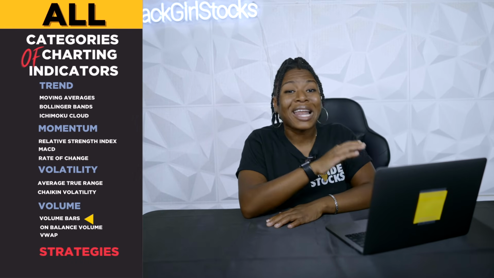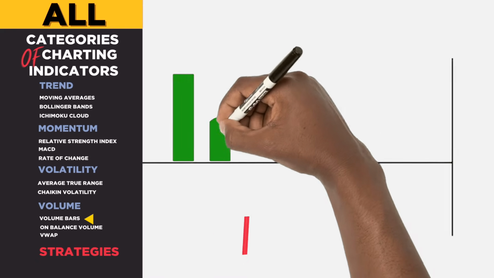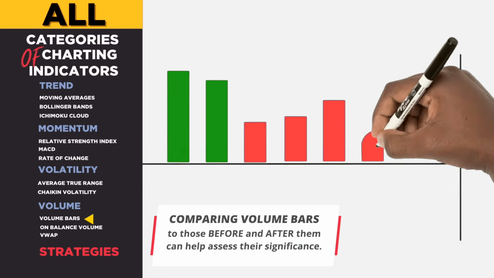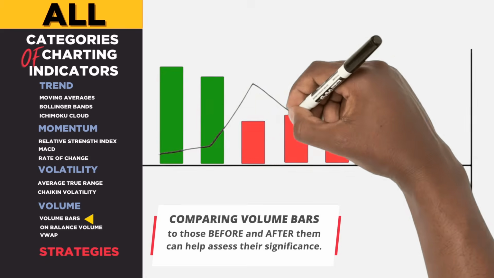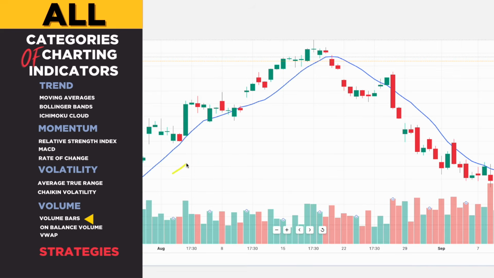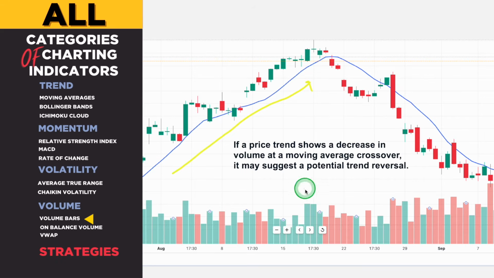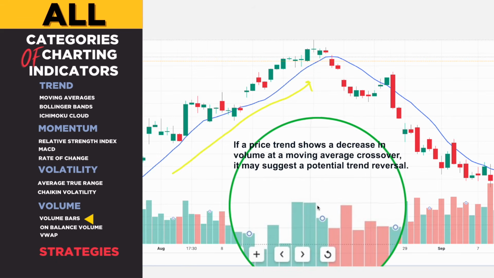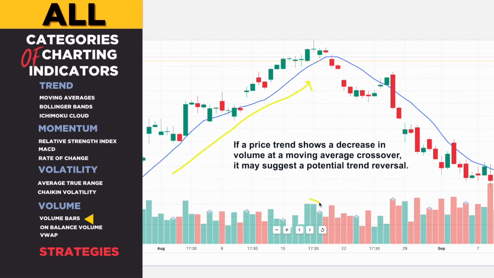Okay, so the most classic volume indicator is literally displayed right at the bottom of your chart, and you're going to see them in a variety of different bars. Comparing volume bars to those that came before it and also the next one, that can help you assess their significance. And if you're looking for potential trend reversals, that's going to be easy to see because the volume may start to dwindle or get lower or even diverge completely from the way that the price is moving.